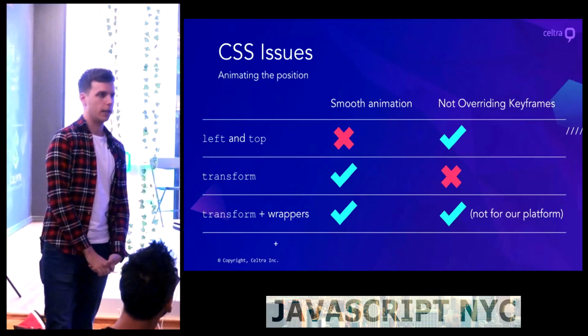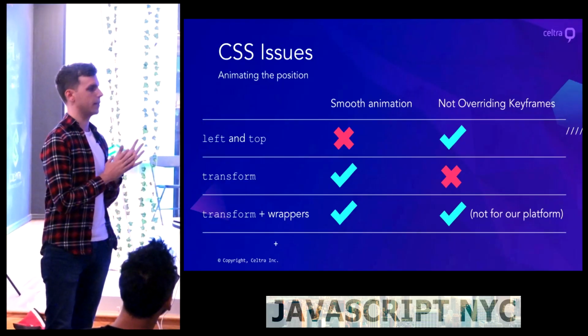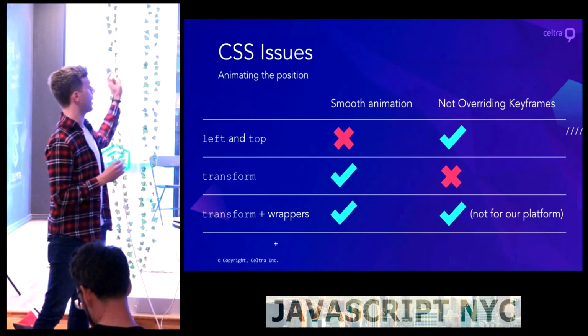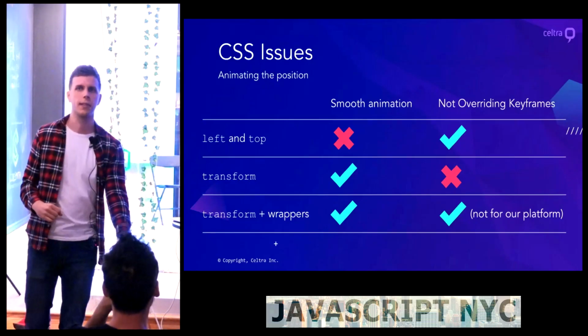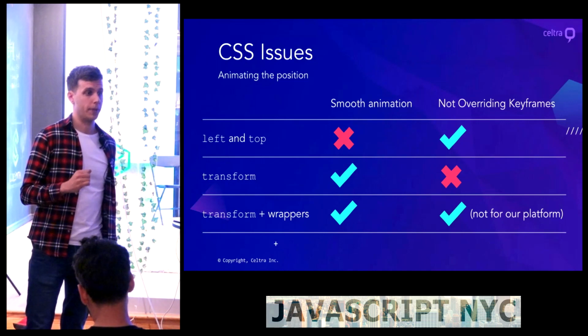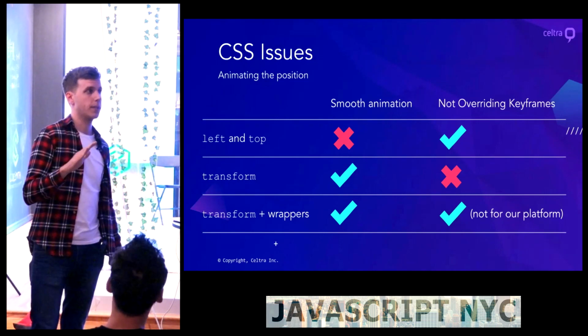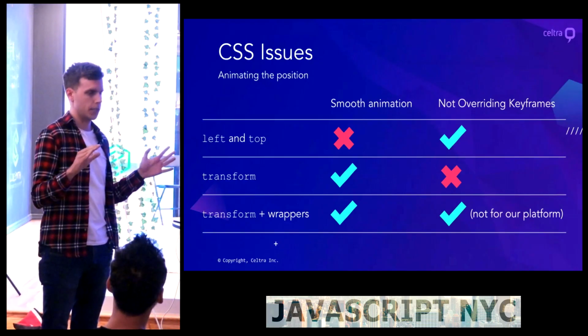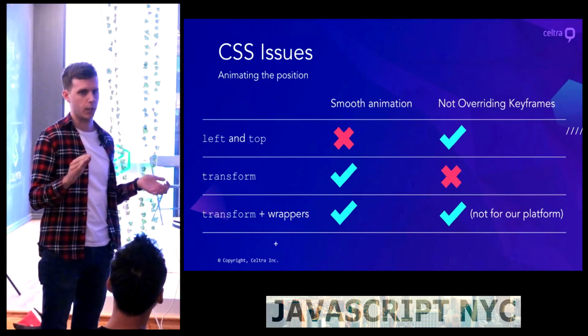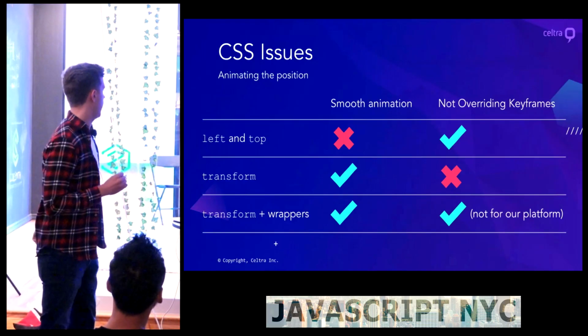The first one being animating the position, right? So if we animate the position with left and top CSS properties, what is actually going to happen is that the animated pixels are going to be rounded to the whole number. So what this actually means is that the animation is not going to be visibly smooth. And let me show a demo.